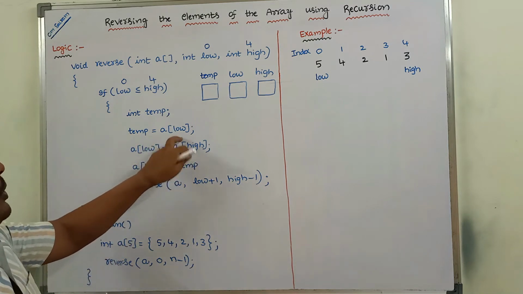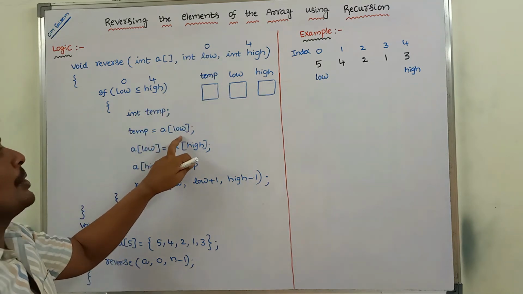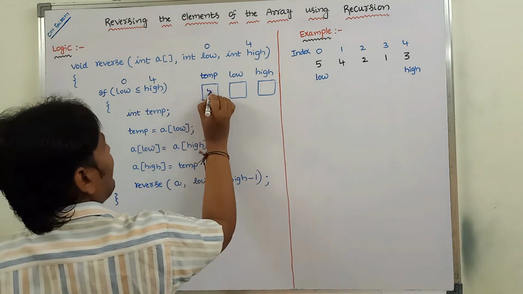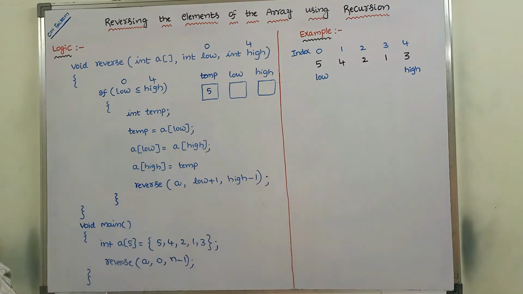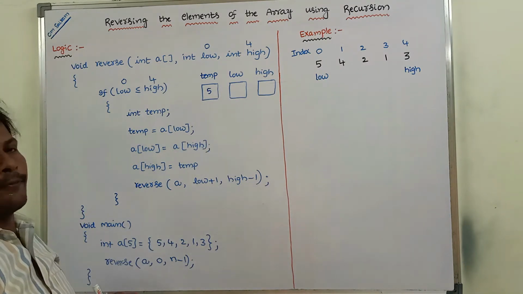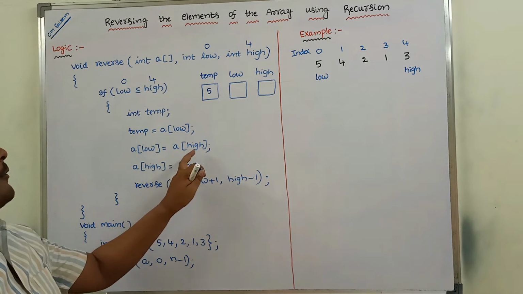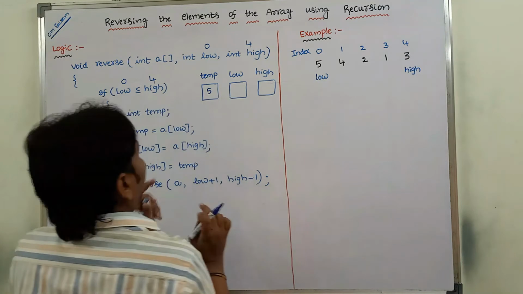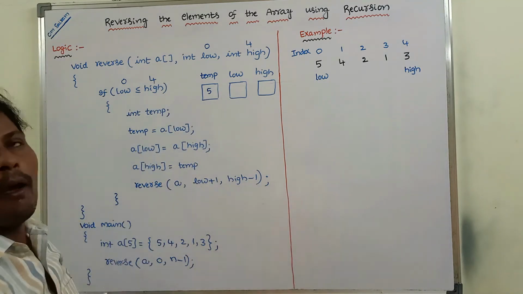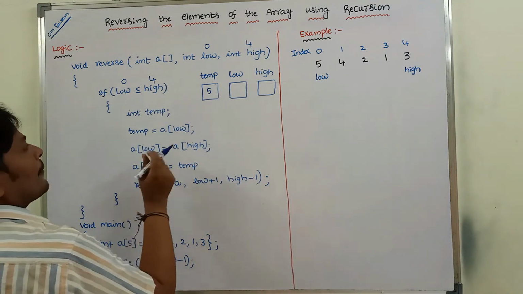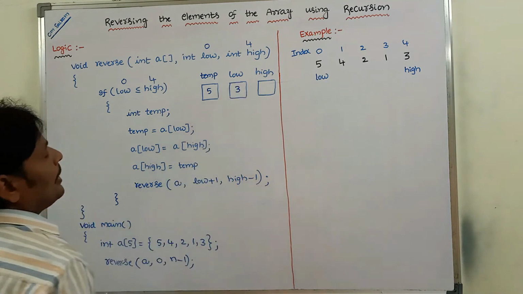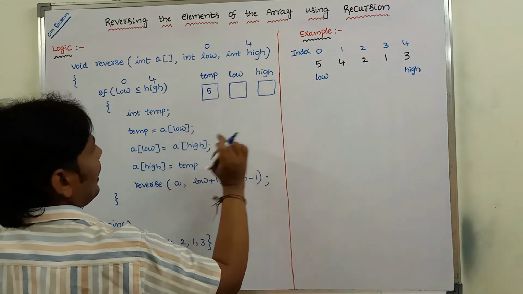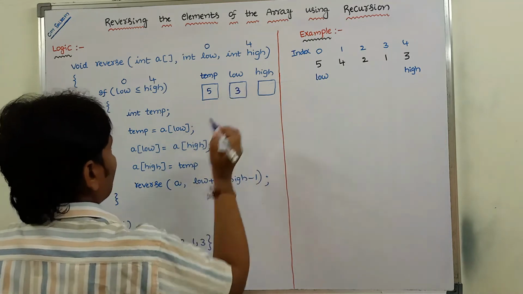A of low value is 0. A of 0 element is 5. 5 is assigned to the temp value. So temp contains the A of 0 value, that is 5. Next one, A of high value is 4. A of 4 value is 3. 3 is assigned to the A of low. That means A of 0. Low value is 0 means A of 0 contains the A of high value, that is 3.